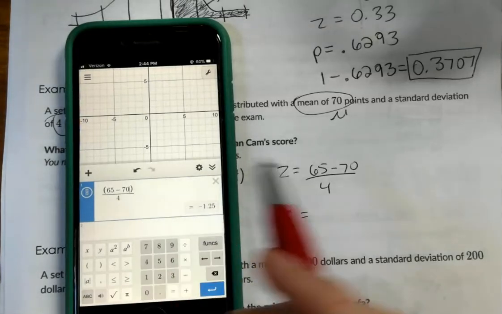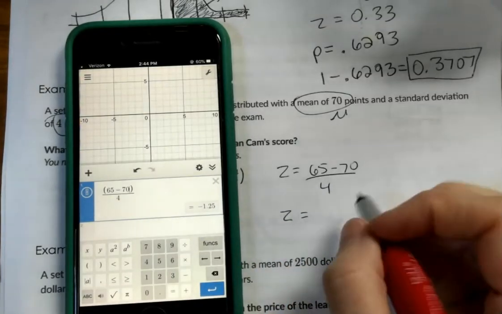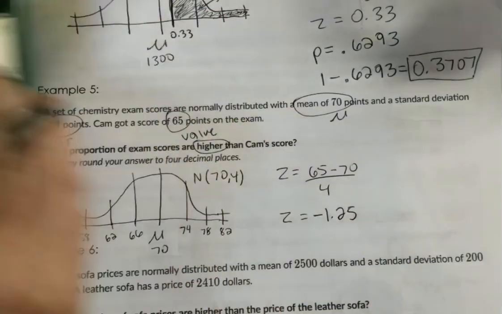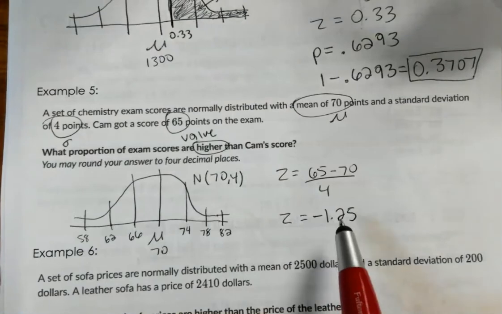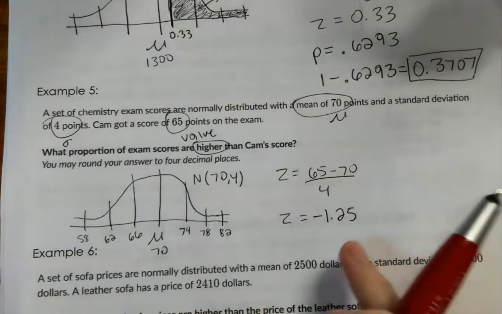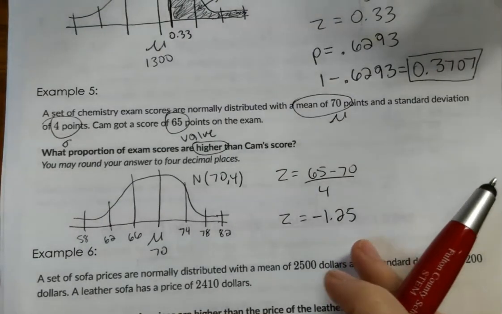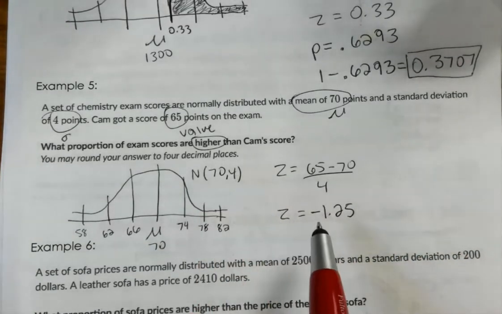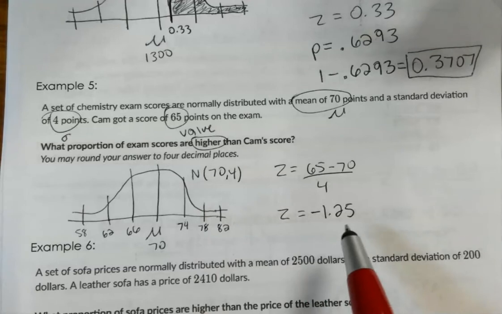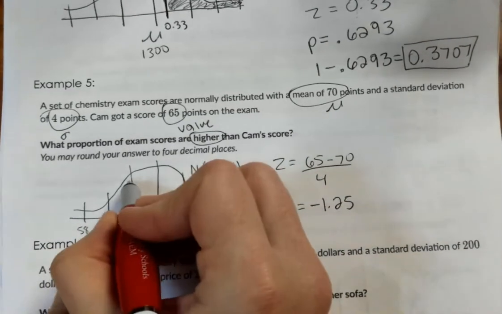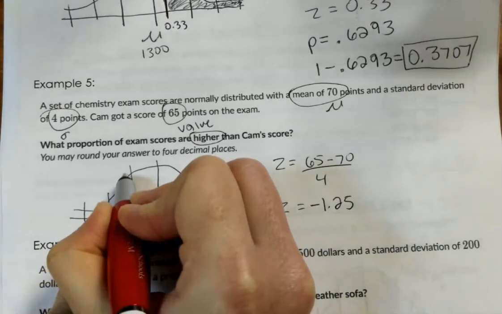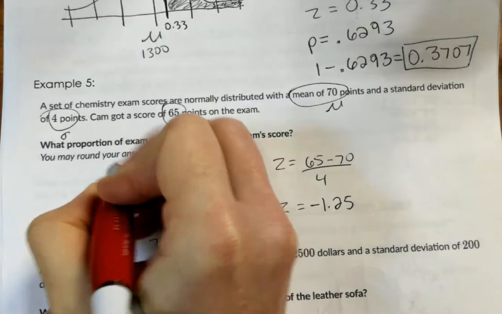Alright, there we go. 65 minus 70 divided by 4 gives me a -1.25, which sounds more like a z-score. So if I asked you to interpret the z-score, what would you say? I hope you would say that Cam's score of 65 is 1.25 standard deviations below the mean. So I know it's more than 1 standard deviation below, but not quite 2, right?